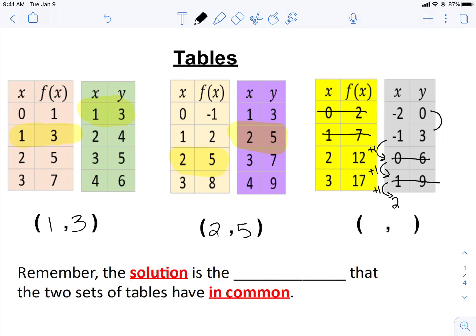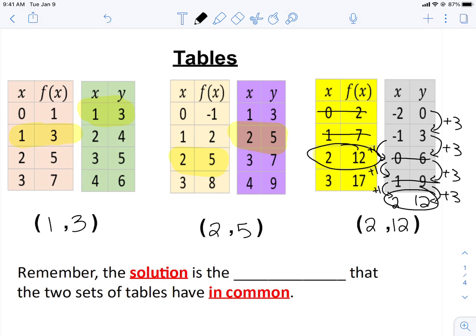To go from 0 to 3, I added 3. 3 to 6, I added 3. And 6 to 9, I added 3. So on this side, to get the next y value, I'm going to add 3. 9 plus 3 is 12, and that gives me the same point. I have (2, 12) and (2, 12). So sometimes you may have to extend the table if it's not given to you.